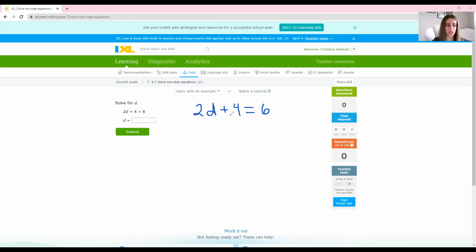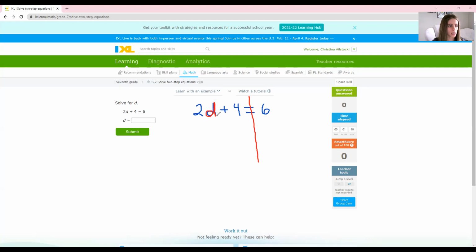We have 2D plus 4 equals 6. Our goal is to isolate that variable to find out what D stands for. I like to draw a line through my equal sign because that helps me visually separate my two different sides. Because my goal, my focus, is to get this variable by itself. Therefore, anything else that is with the variable, I gotta boot it, I gotta move it over to the other side. We do that by using inverse operations.